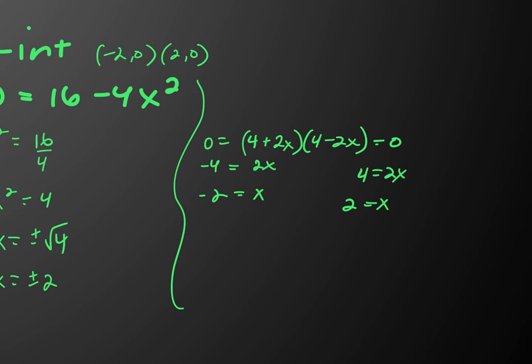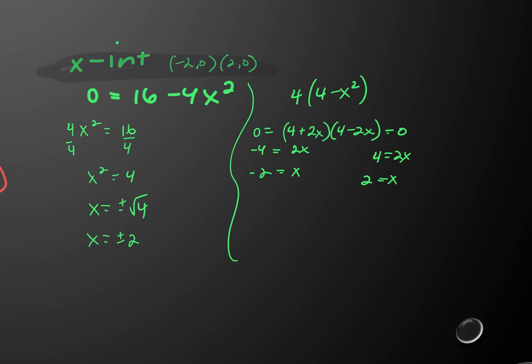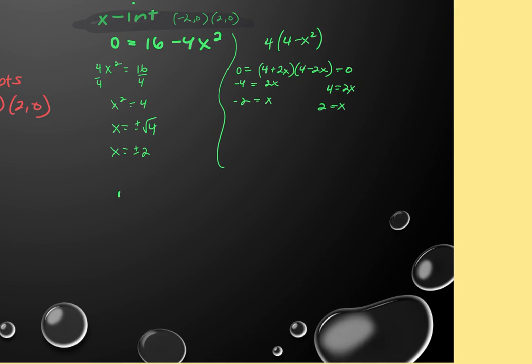You could also have factored out a 4, and it would have been 4 minus x squared, and then you could have solved and factored and solved that way. So a couple different ways to do it, but all three ways give you the same x-intercepts as what we got from the graph. For the y-intercept, we plug 0 in for the x.